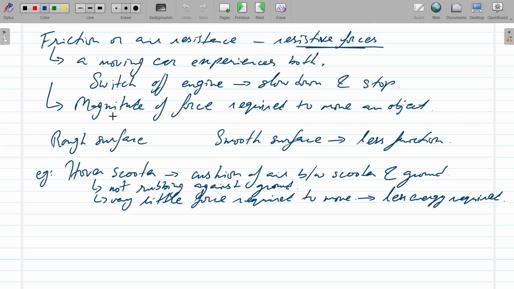So, we talked about friction. We talked about the magnitude of force required to move an object when there are resistive forces acting on it, and the lesser the resistive force, the lesser the force you need to apply and energy you need to use to get an object moving.